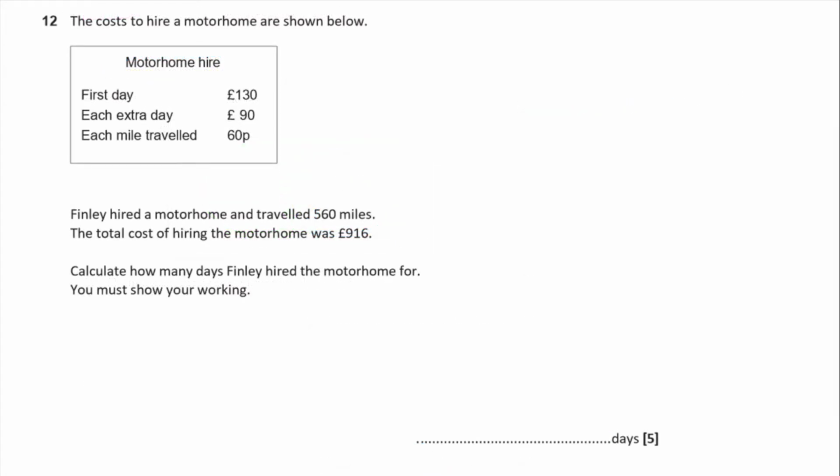Question 12. The costs to hire a motorhome are shown below. You've got a motorhome hire, first day is £130, each extra day is another £90 on top of that, and each mile travelled is 60p. Finley hired a motorhome and travelled 560 miles. The total cost of the hire of the motorhome was £916. Calculate how many days Finley hired the motorhome for. You must show your working.